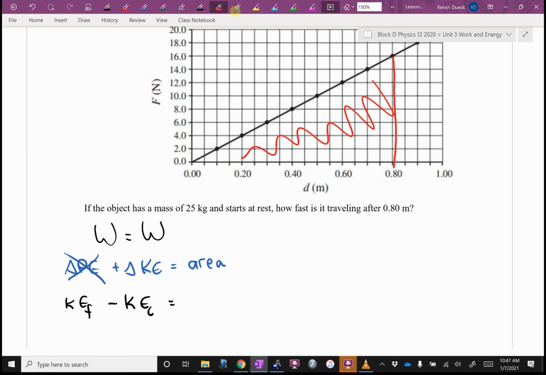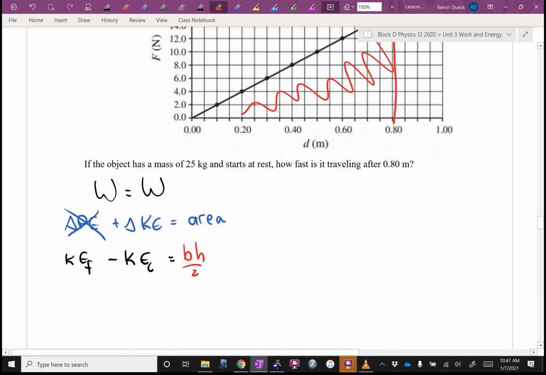So this is going to be base, I'll do it in red because I wrote the area and colored the area in red. Base times height over 2. With me? Let's calculate the actual area. How long is the base of that triangle? Read it from the graph. How long is the base of that triangle? 0.8?